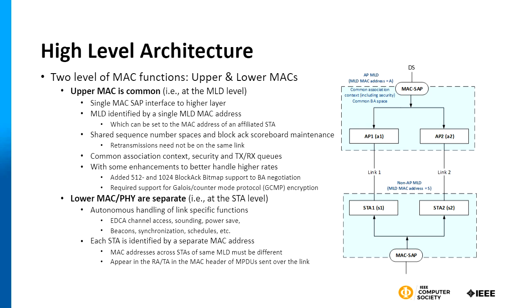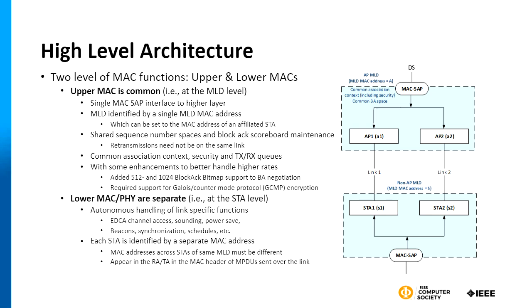So from a higher layer perspective, the MLD contains essentially two functionalities, an upper portion and a lower portion. So the upper MAC is essentially common at the MLD level, and this is essentially handling the interfacing to the higher layers, starting from the LLC and above. So we have a single MAC SAP interface. We have one single MLD MAC address that identifies the device to the higher layers as well, and which can essentially be a new MAC address, or it can use the MAC address of one of the affiliated stations.